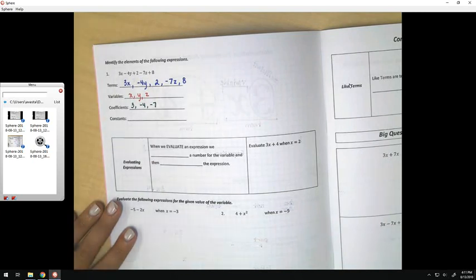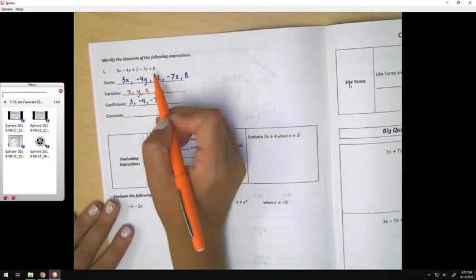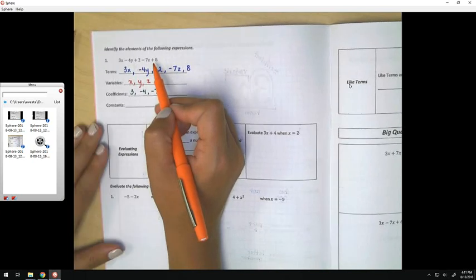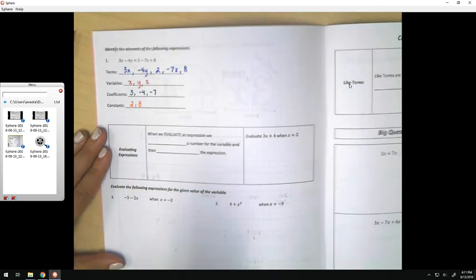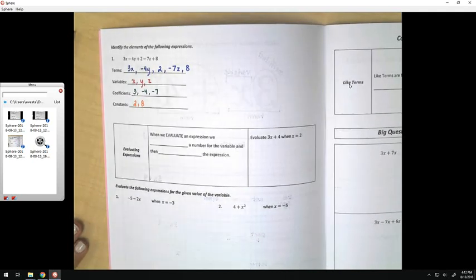Now, constants are terms or numbers that do not have variables. So this is where I would list the 2 and the 8, because those are both numbers that do not have variables.